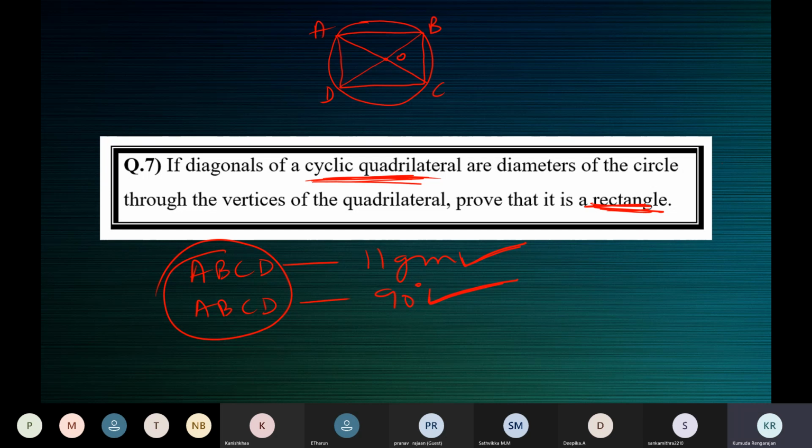Am I audible and clear, children? Yes, ma'am. Is OA equal to OC? You're not sure? Tell me you're not sure. Is OA equal to OC?